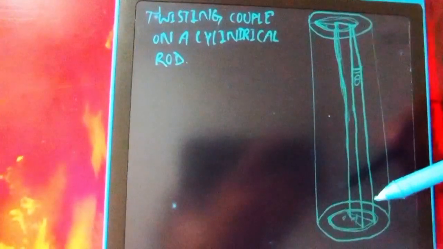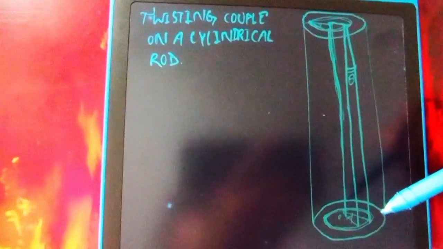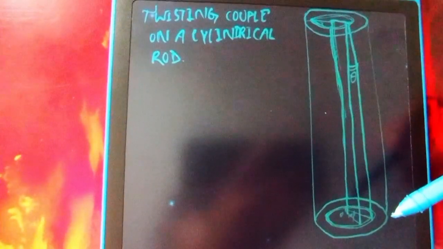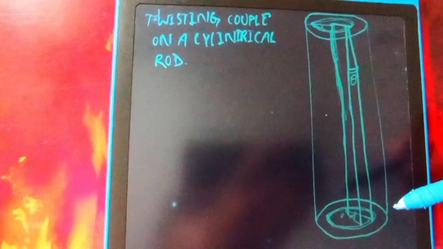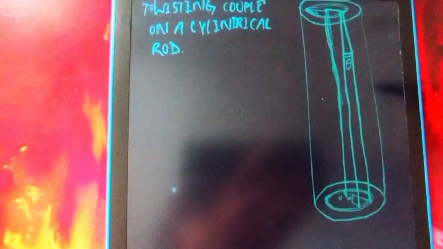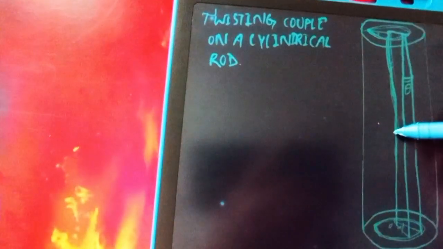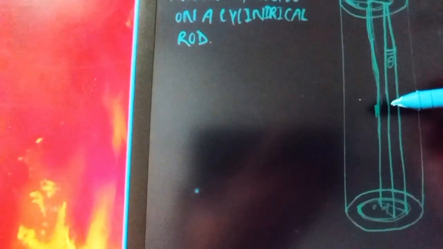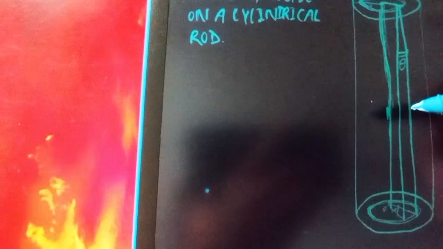This end is fixed and this end is free to move in anti-clockwise direction. So twisting couple is applied in the lower free end in anti-clockwise direction in a plane perpendicular to the length of the rod. If you imagine a plane which is perpendicular to the length of the rod, or we can say the axis of the rod, the axis is this one. So if we consider a plane which is perpendicular to this axis, we twist the lower end in anti-clockwise direction in that plane perpendicular to this axis.